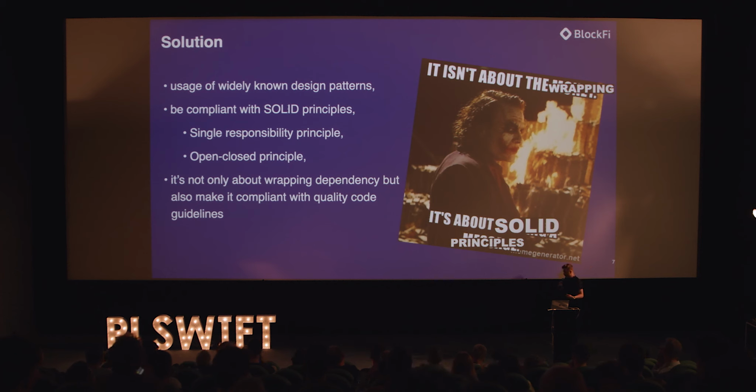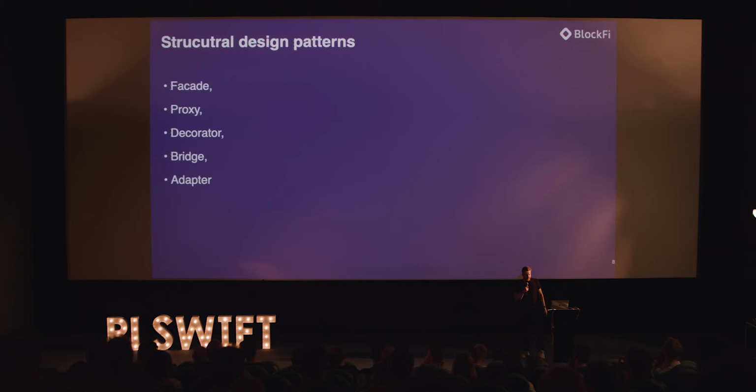And the most important thing about this solution is we don't want only to wrap our library, we want to make it compliant with our good quality code, because that makes it testable and that makes it good to work with. So what structural design patterns do we have? We have facade, we have proxy, decorator, bridge, and adapter. Is anybody here who knows all of them?